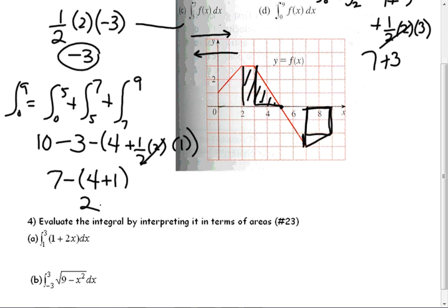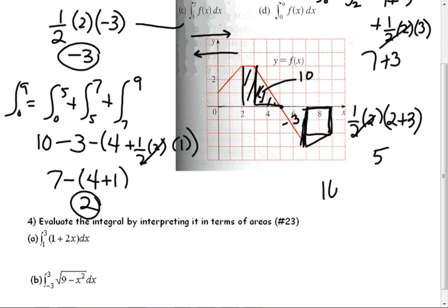I don't know, is it right? Don't always trust me on these things. You have from 0 to 5, which was 10. Then you have to subtract off this little bit here, which is minus 3. And let's do a trapezoidal rule. It's 1/2 the height, sum of the bases, 2 plus 3. So that's 5. So it's going to be 10 minus 3 minus 5. It's 2. Questions?